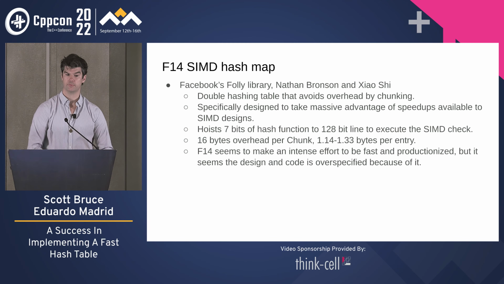There's also the F14 hash map from Facebook by Nathan Bronson and Shashu. I apologize, I'm sure I got that name wrong. It is a double hash table, but it avoids the overhead of double hashing by chunking in size 14 blocks. This table also hoists tag bits, 14 at a time, and the table is written in this extraordinarily compact style that is extraordinarily brittle. It's so non-parameterizable that the number of elements it checks at a time is in the name.